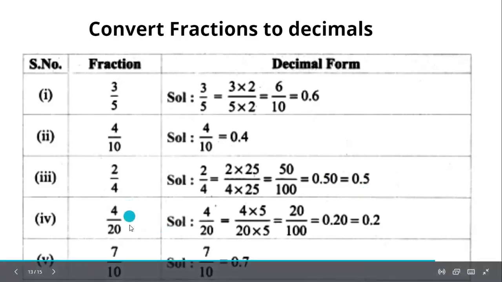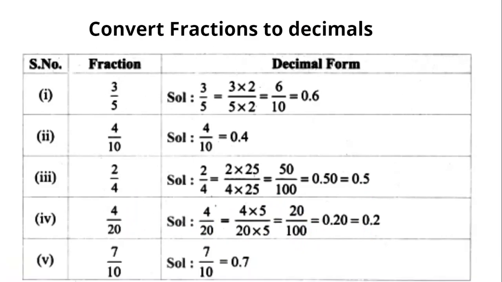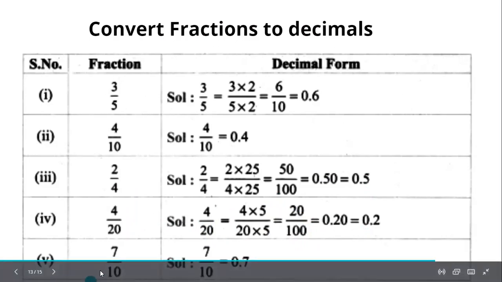And then 4 by 20. What should be multiplied by 20 to get 100? That is a multiple of 10. It is 5 times. So the same 5 should be multiplied with the numerator. So the answer is 20 by 100, which can be represented as 0.2. And the last one is already a multiple of 10. That is 7 by 10. So 7 by 10 is equal to 0.7.